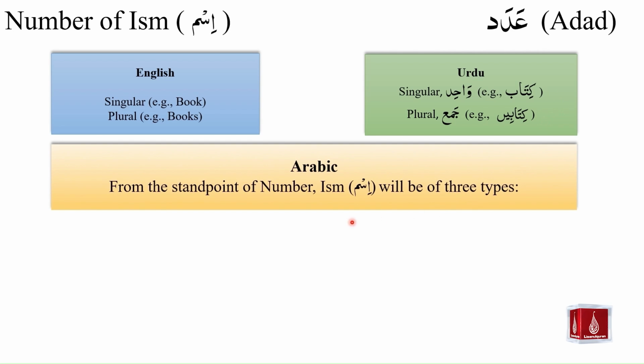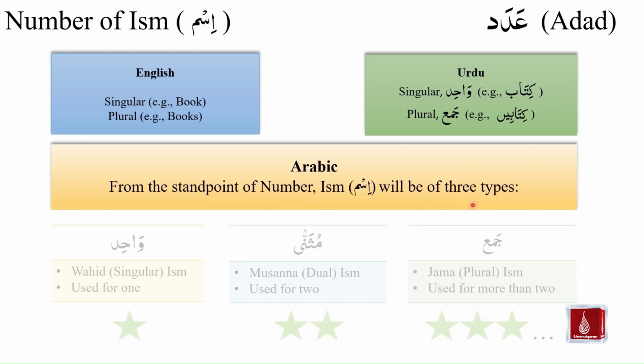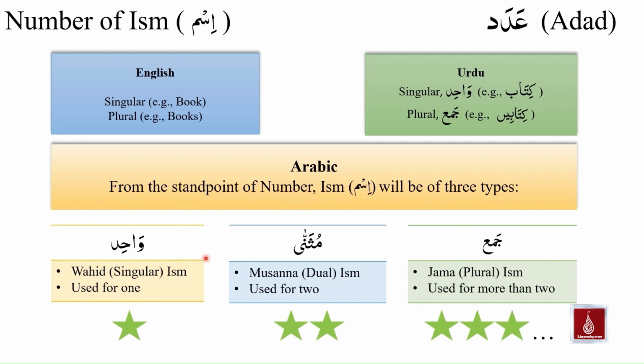In the case of Arabic, from the standpoint of number, ism will be of 3 types. These 3 types are wahid, musanna, and jamaa. This is a big difference between Arabic and English and Urdu when it comes to number. In English, we have 2 categories, singular and plural. In Urdu, we have 2 categories, singular and plural. But in Arabic, we have 3 groups: wahid, musanna, and jamaa.